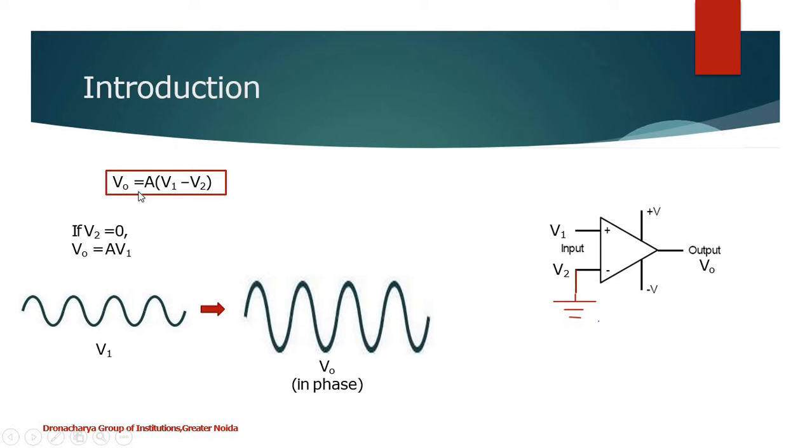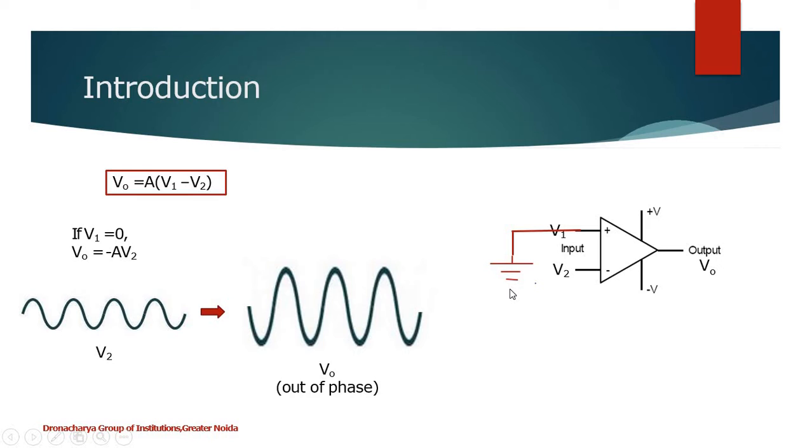So we've learned that V0 is A times (V1 minus V2). Let's manipulate things a little. What if we apply V2 to ground and our input only to V1? So if V2 is 0, according to this formula, this will be 0. So V0 will be A times V1. Now if this is the V1 signal, V0 will be an enhanced version of V1, that is this. As you can see from these two figures, both the waveforms are in phase with each other.